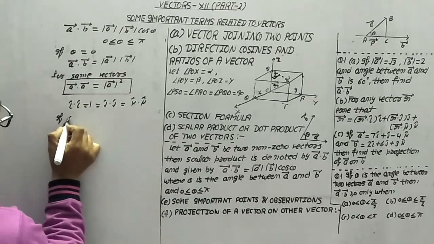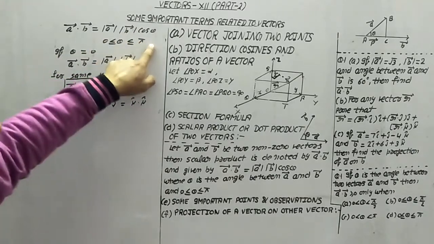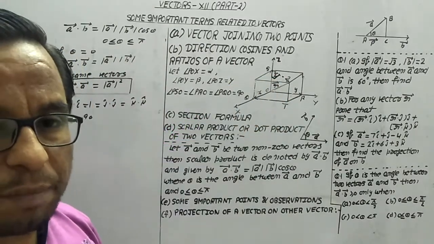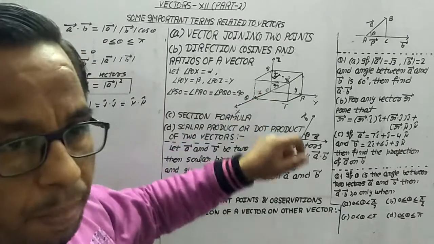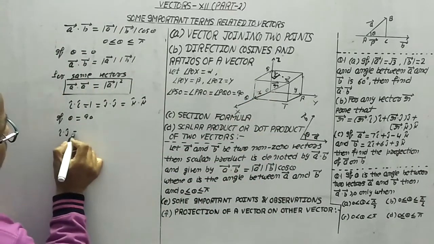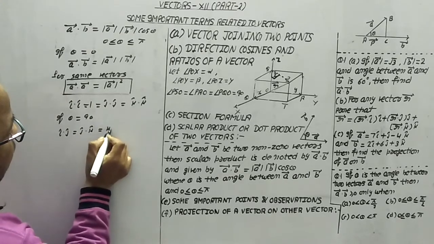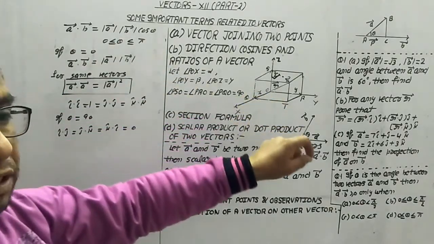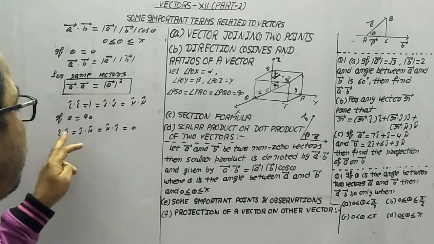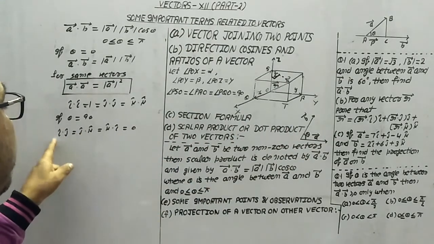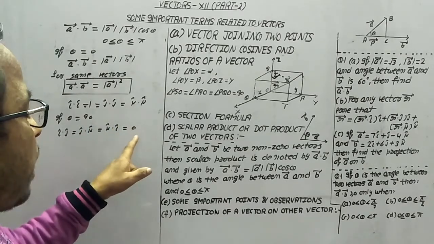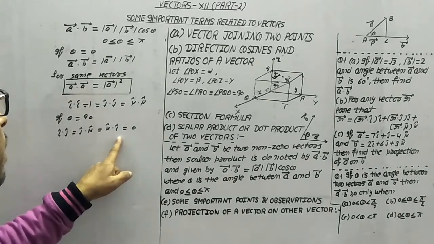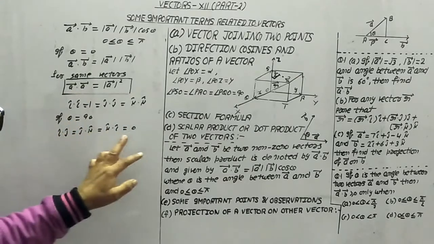Now another thing: if theta is equal to 90, you know very well cos 90 is equal to 0. It means if we have perpendicular axes, then the dot product of the unit vectors along them is 0. It means i dot j equals j dot k equals k dot i, always equal to 0, because these are perpendicular axes and the unit vectors lie along them. This is also true for j dot i, k dot j and i dot k. So these are the very, very important points.